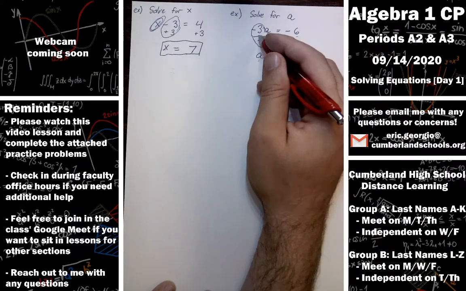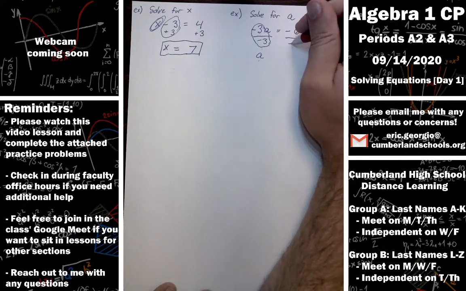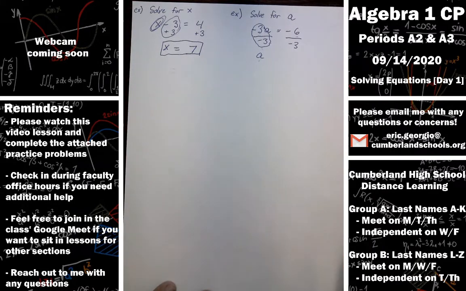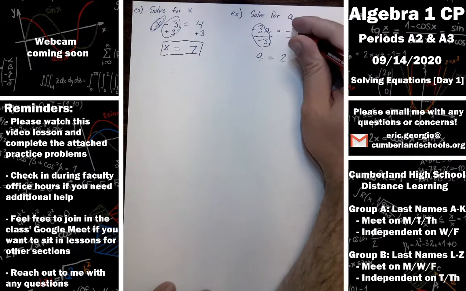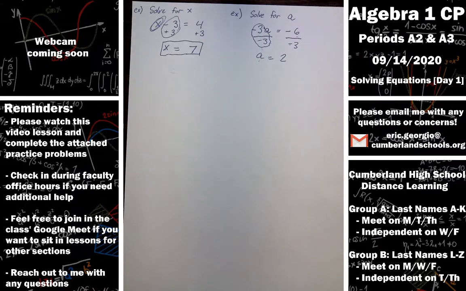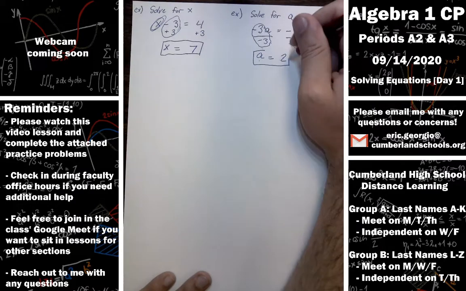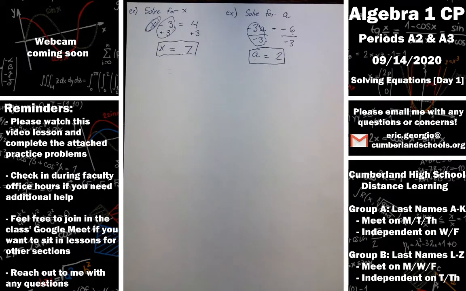Likewise over here, I can't just divide by negative 3 on this side and ignore this side. I have to divide also by negative 3 to preserve that equality. And so I'm going to get that a is equal to 2. Remember, negative divided by negative makes positive. 6 divided by 3 is 2. Okie doke. And so you would find out that a is equal to 2. Any question about that? Hopefully it's sinking in a little bit.